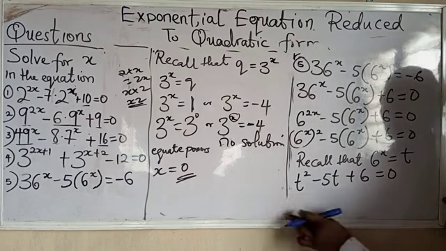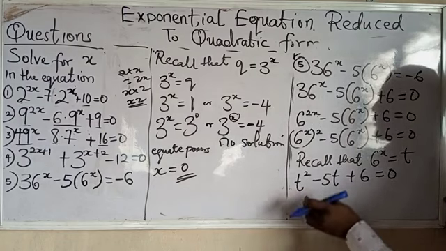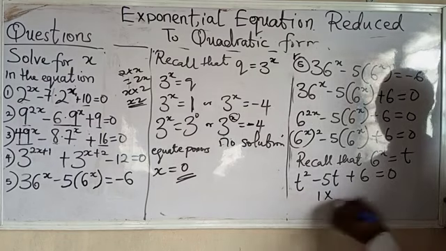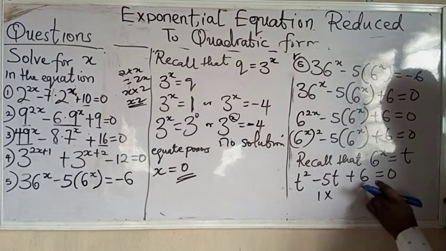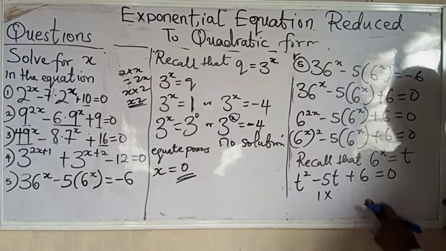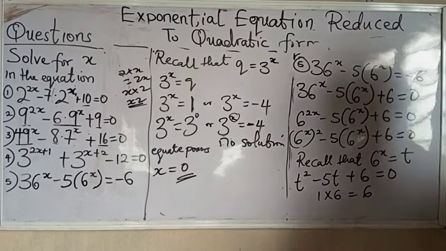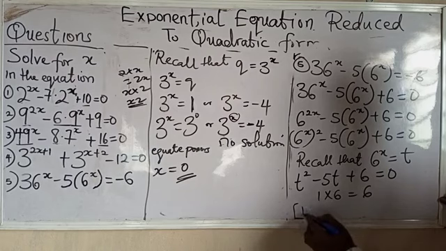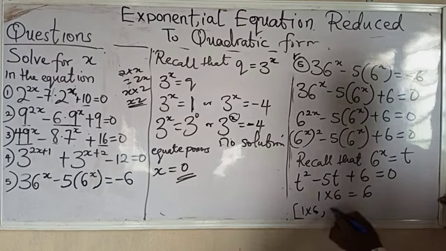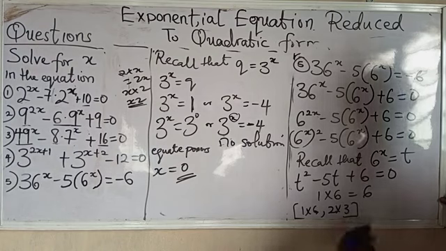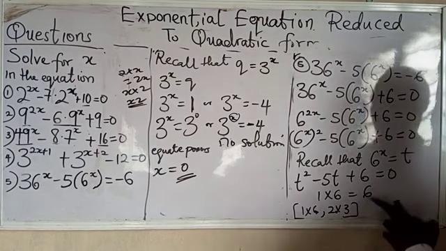The first thing we are going to do is to multiply the coefficient of t squared, which is 1, times the constant term, which is the last term, the constant number. That is 6. Then we are going to look for the possible combinations of 6, the factors of 6. That is 1 times 6, 2 times 3. So these are the two unique possible combinations of 6.